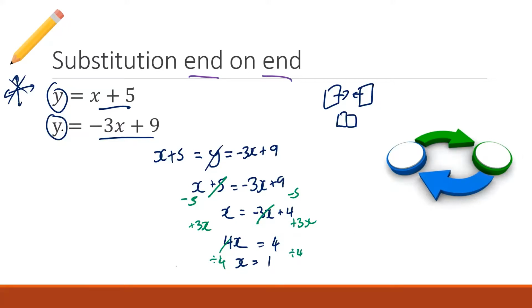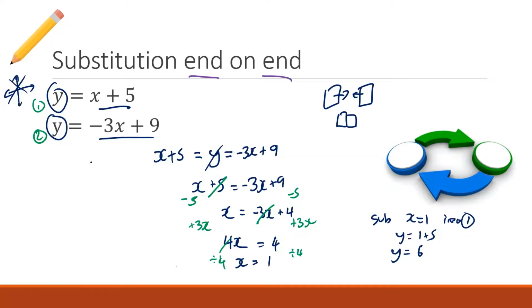Substituting x equals 1 into equation 1 gives you y equals 1 plus 5 equals 6. Y equals 6. You can also put that into the second one, and you'll still get y equals 6. That's how we can solve it. We could check one of these if we wanted to, but I'm a bit lazy and I can't really be bothered.